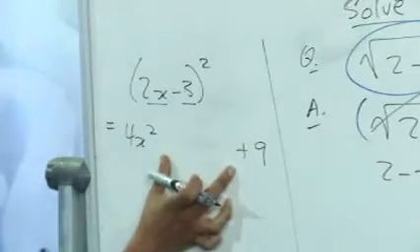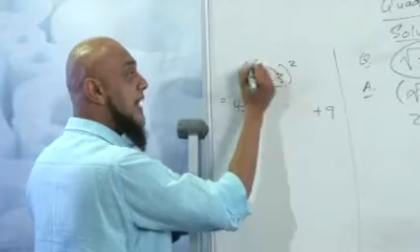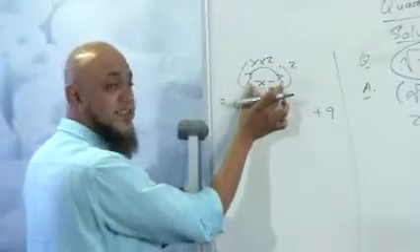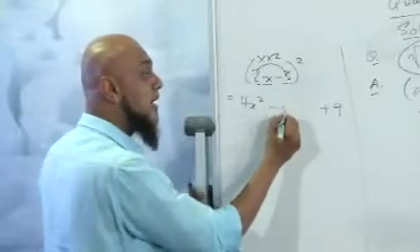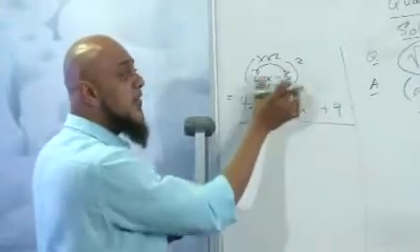I need my middle term. What's the rule? Multiply the 2 and times it by 2. So 2x times minus 3, minus 6x. Minus 6x times 2, minus 12x. And there we go. We've expanded it.